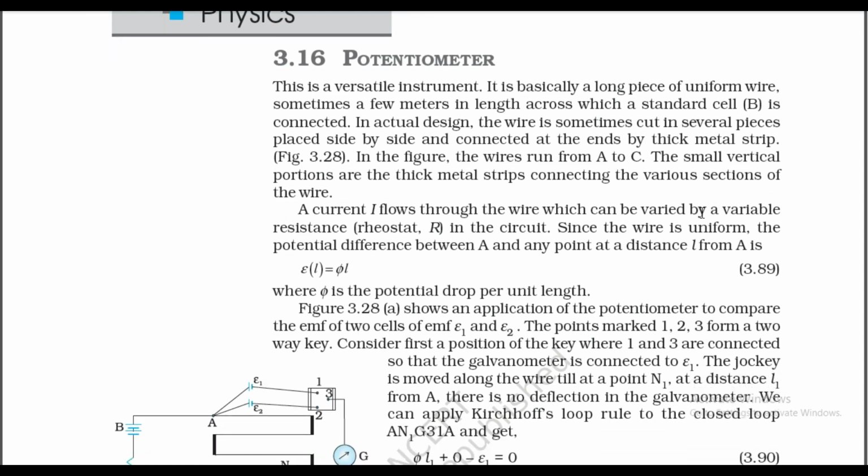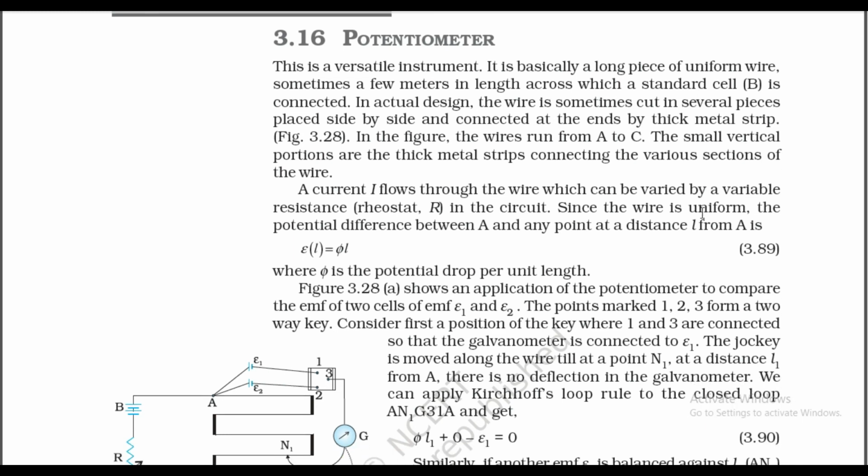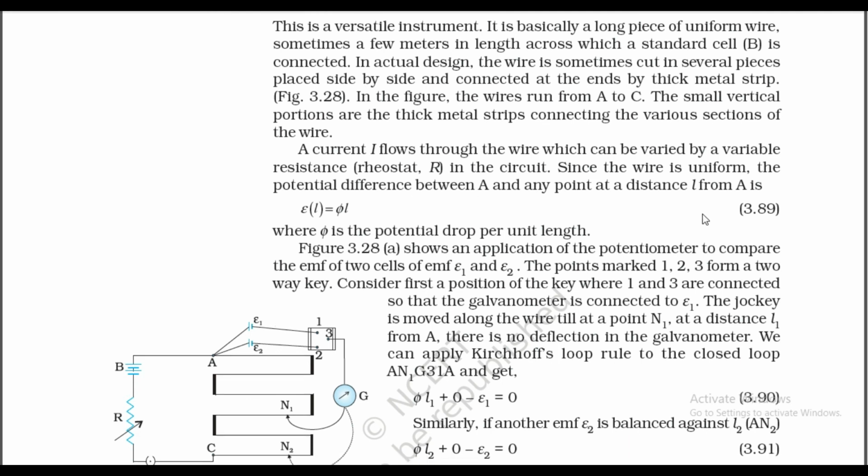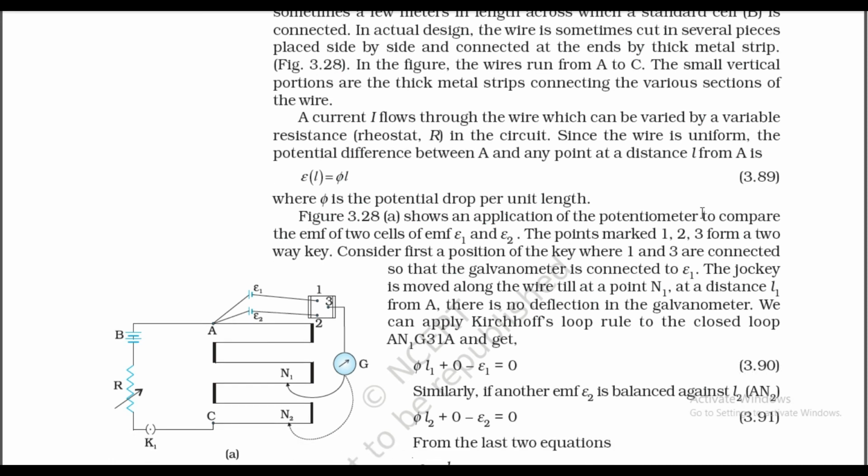Figure 3.28. In the figure, the wire runs from A to C. The small vertical portions are the thick metal strips connecting the various sections of the wire. A current I flows through the wire, which can be varied by a variable resistance rheostat R in the circuit. Since the wire is uniform, the potential difference between A and any point at a distance l from A is ε(l) = φl, where φ is the potential drop per unit length.